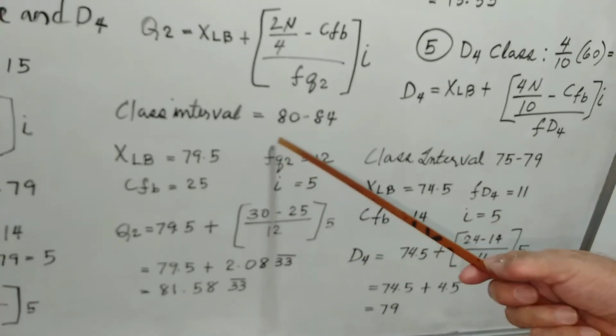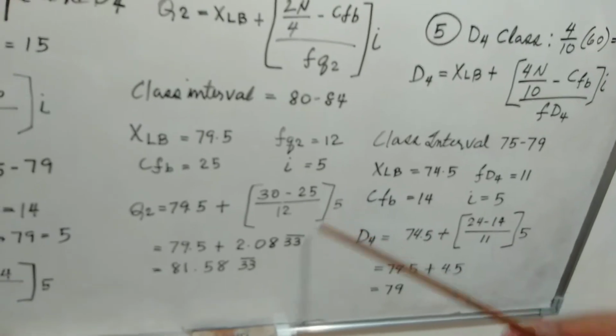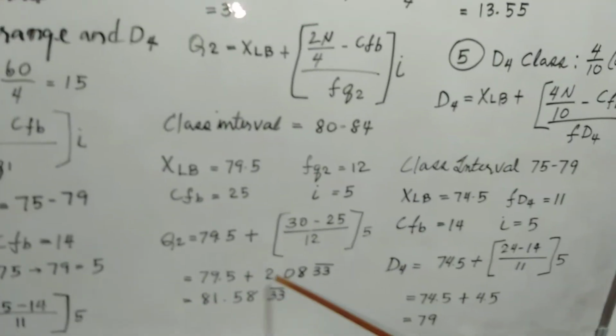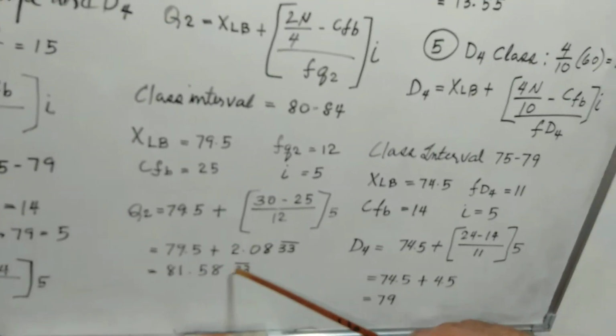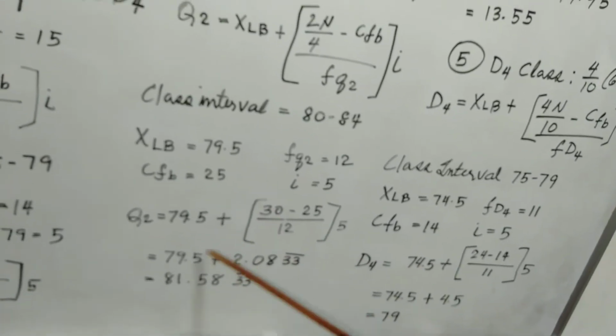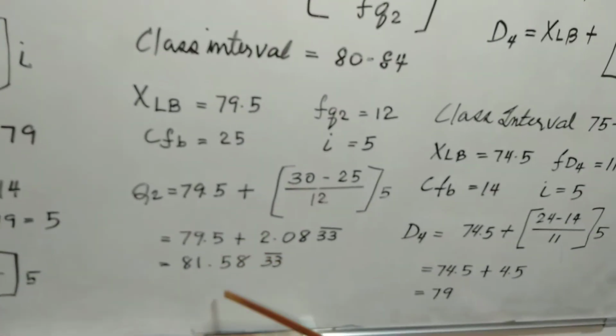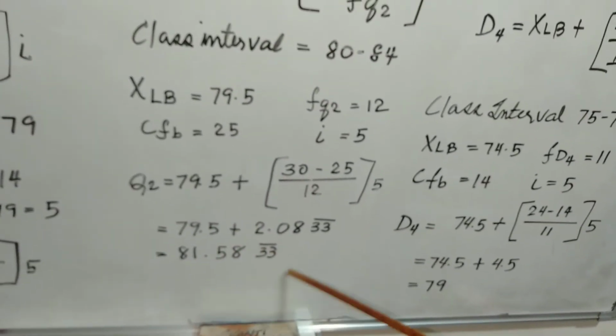That is 80, 81, 82, 83, 84, which is 5. The index is 5. After computing, we'll find out the value of this portion here to be 2.0833. Add that to the lower bound score, which is 79.5, and we get 81.5833 repeating.